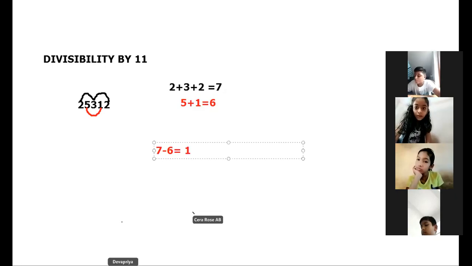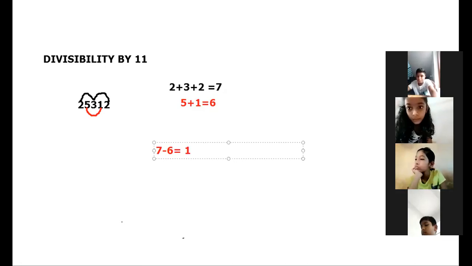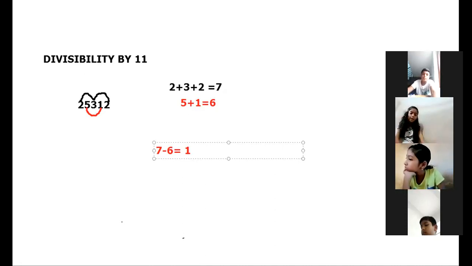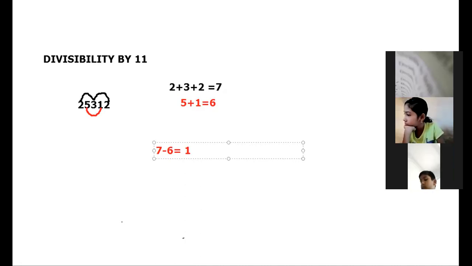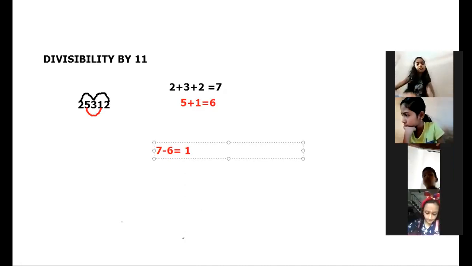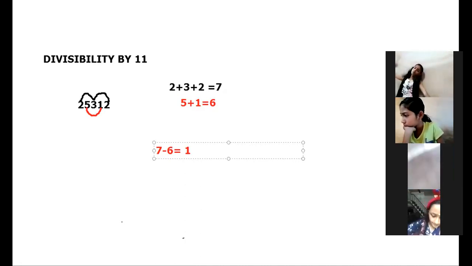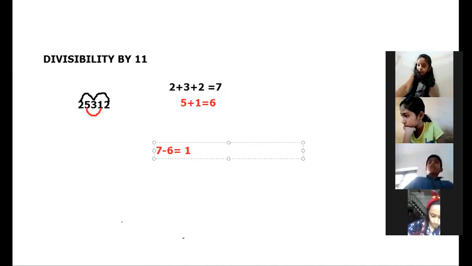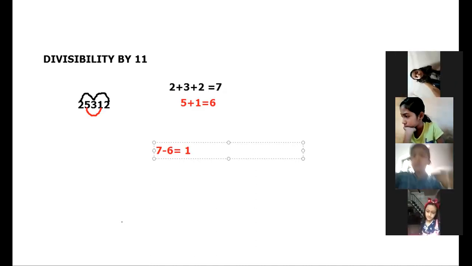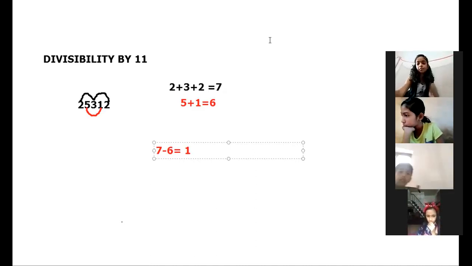Not divisible. No. How will we get now? We know that if the difference is either 0 or a multiple of 11, only then can we say that the number is divisible by 11. So here the difference is 1. It is not 0 or a multiple of 11. That's why we can say that the number 25,312 is not divisible by 11.